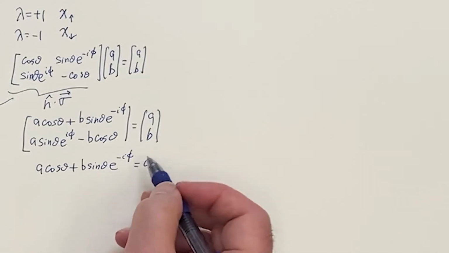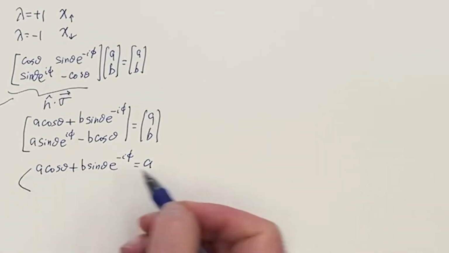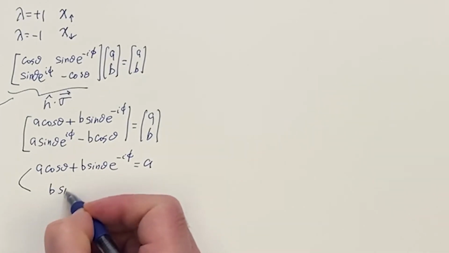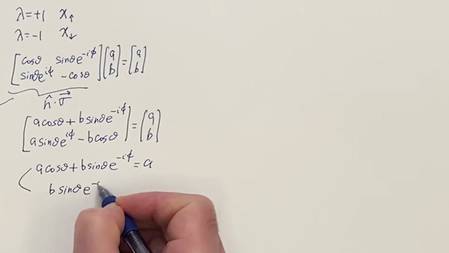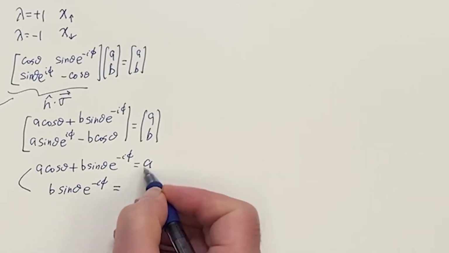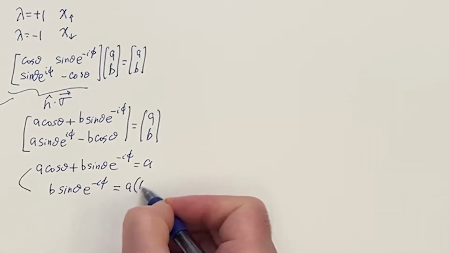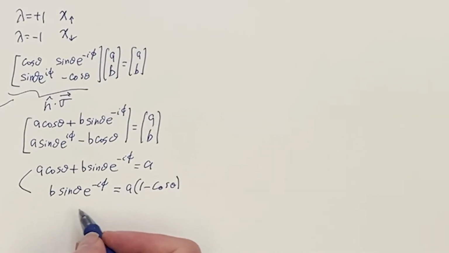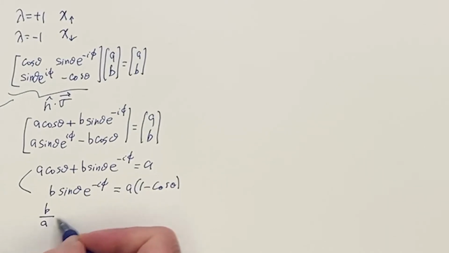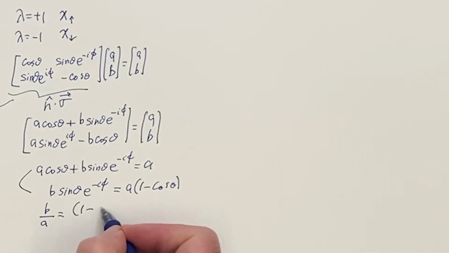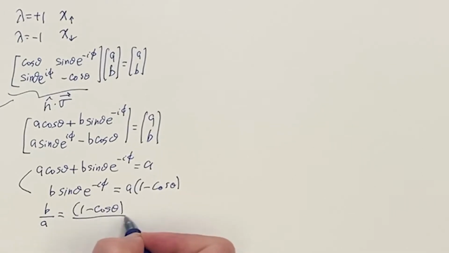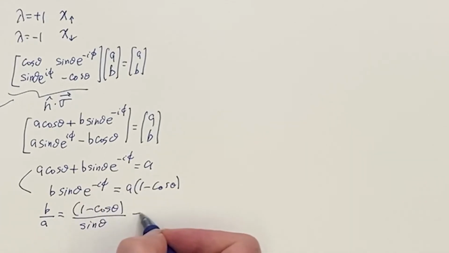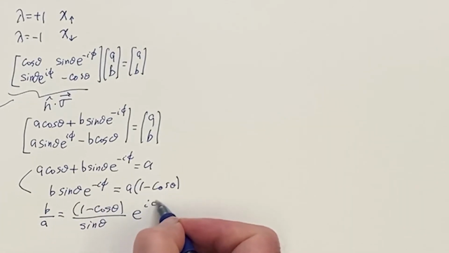And if we look at this, this tells us that B sine of theta, e to the minus i phi, is equal to, if I subtract this, A times 1 minus cosine theta. And that means B over A would be equal to 1 minus cosine of theta over the sine of theta. Divide by this, it'll change the sign if I want to bring it up in the numerator.